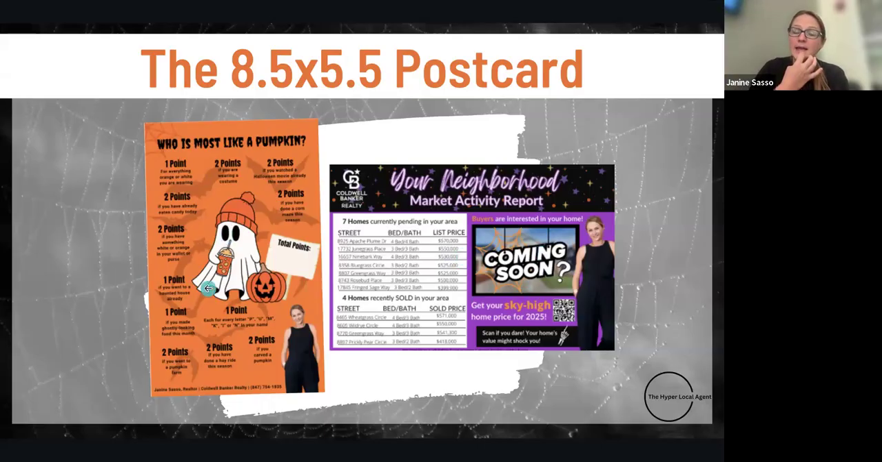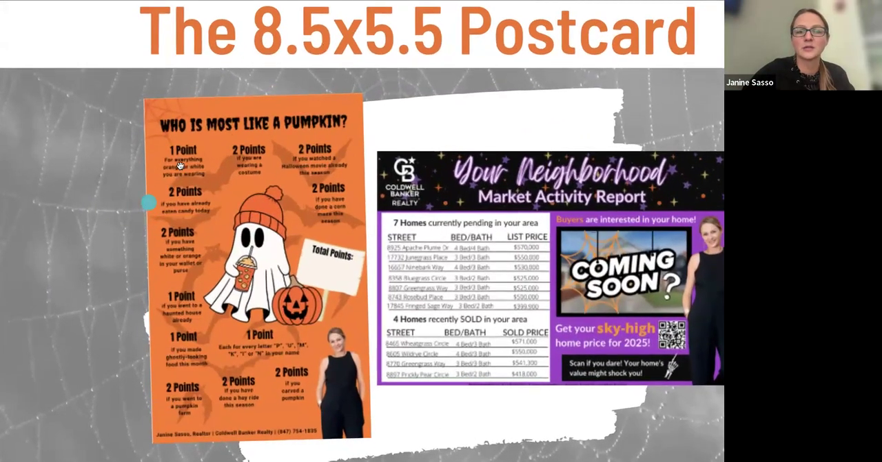The other one here is an 8.5 by 5.5 that we will be sending out to our sphere every single month. I do send a postcard out to my sphere. This one is a fun one, who is most like a pumpkin, and it's just for them to total up the points. It goes with everything orange or white you're wearing. Right now I don't think I'm wearing anything orange or white, so 0 points for me, I guess. If you're wearing a costume, okay?